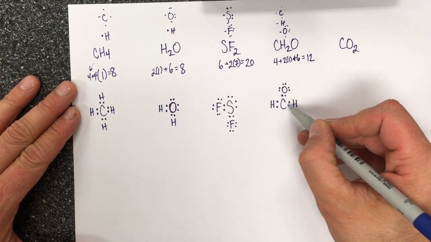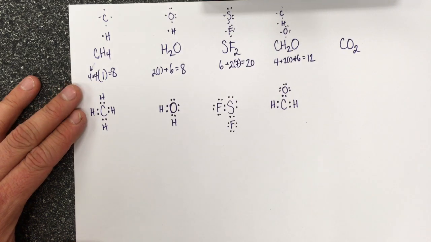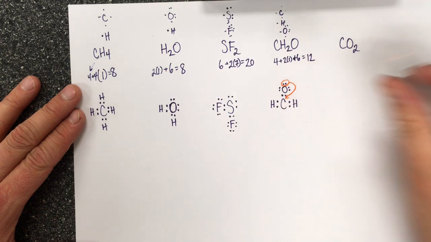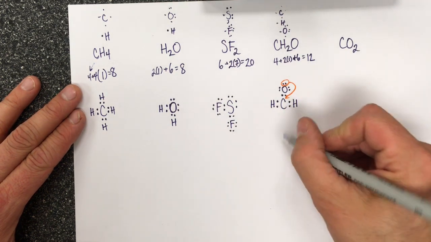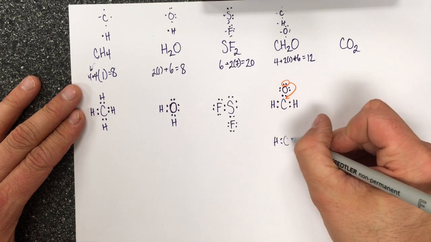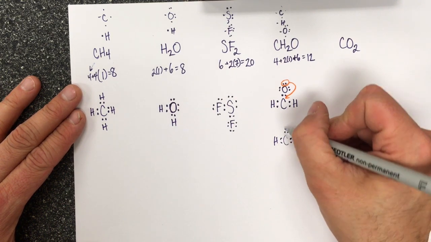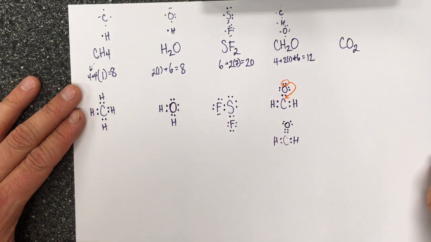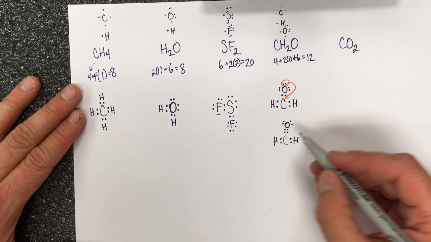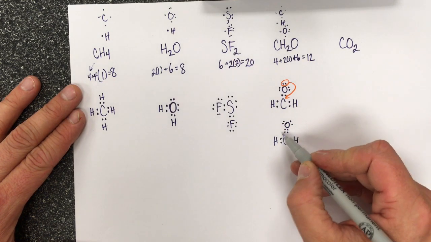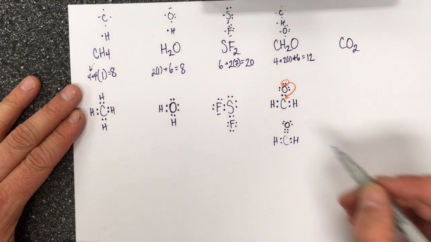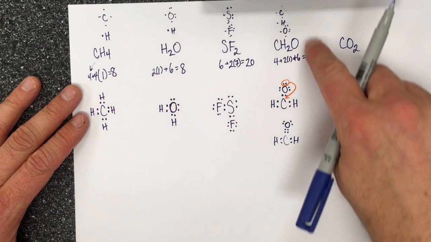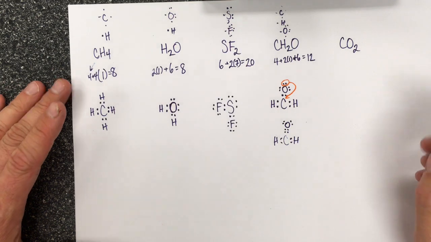But the problem is that carbon doesn't have a full octet. So what I need to do is I need to take a pair of electrons and move them down here. And what I end up getting is a carbon that's still bonded to the hydrogens. It's still bonded to the oxygen, but the oxygen now has a double bond, and it's only got these two other lone pairs. So my carbon has 2, 4, 6, 8, and my oxygen has 2, 4, 6, 8. This is the complete Lewis diagram for this molecule. It's called methanol. You don't need to know that.